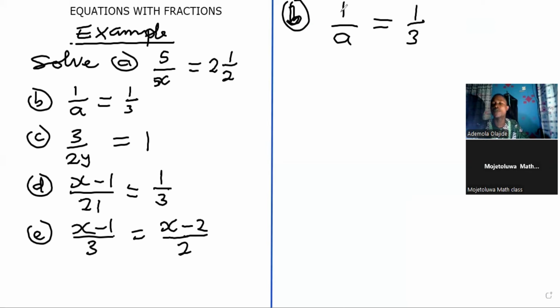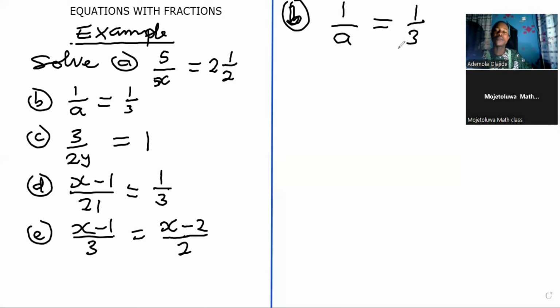Because look at this one we have here: 1 up here and 1 up there, A down here and 3 down here. That means if up and up are equal, then down and down should be equal. That means A should be 3 in the first place. But since we want to show our workings, you first tell me, what do we do first? To clear fraction, what do we say?